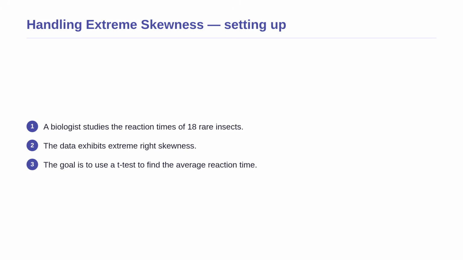Let us see how this transformation works in practice with another example. A biologist is studying the reaction times of a rare insect and collects a sample of 18 insects. The data shows extreme right skewness, meaning most insects react very fast, but a few are extremely slow. The biologist wants to use a t-test to find the average reaction time. We need to figure out how she should proceed to ensure her mathematical analysis is valid, given the severe deformity in her data.